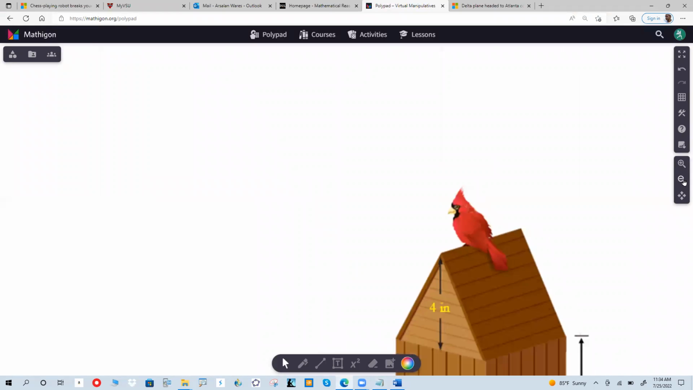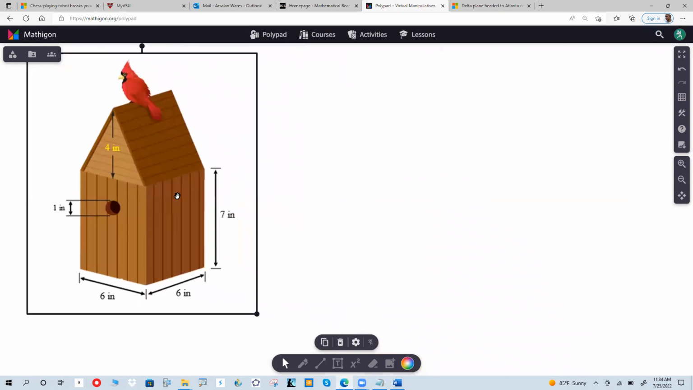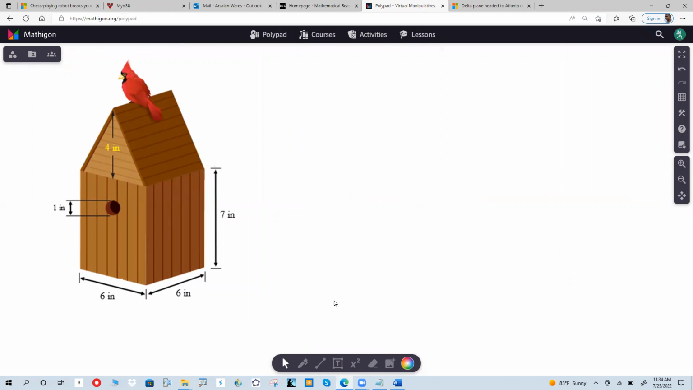So let's look at this solid. I need to find the surface area of this solid. Now, first I am going to find this length using the Pythagorean theorem. So I'm going to call this H, hypotenuse. And this green piece, the base, is going to be half of 6. It's going to be 3. Okay? The Pythagorean theorem allows me to draw this conclusion.